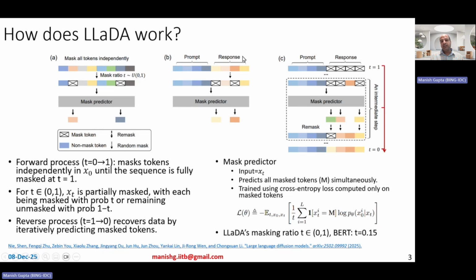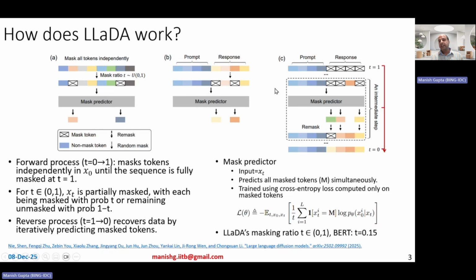Now, the supervised fine-tuning part is very similar to the pre-training part, except that the input is divided into two parts, prompt and response. You do not really mask or unmask tokens in the prompt. You just do that on the response side. However, you do use the prompt tokens as well for mask prediction. So you still do the forward process and the reverse process, but the forward process only applies to the response, and the reverse process also only applies to the response part.